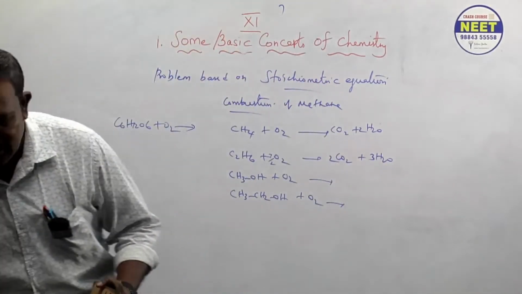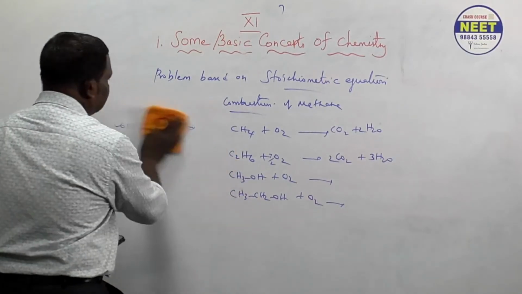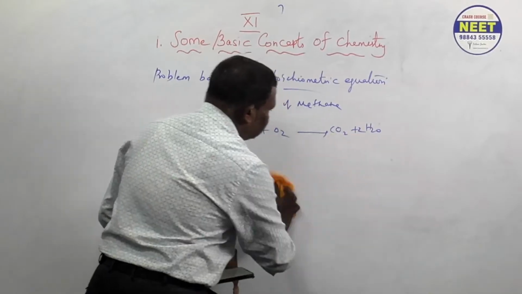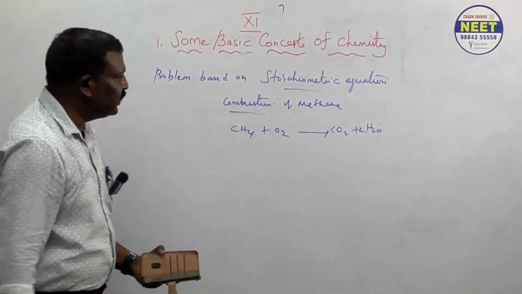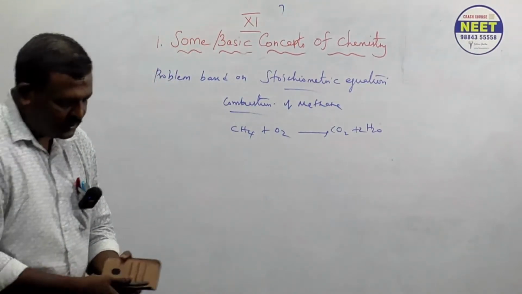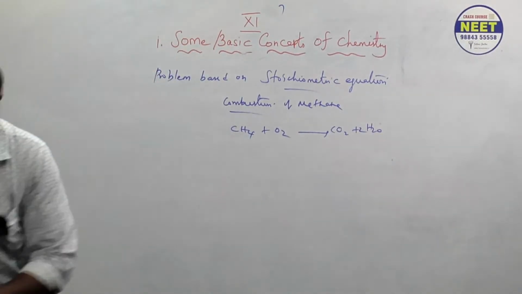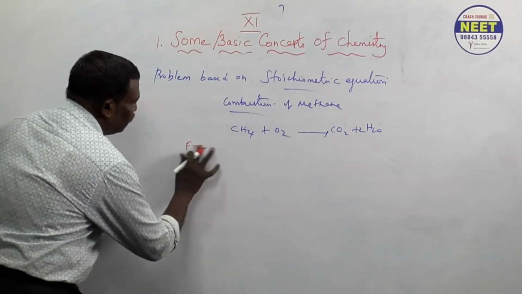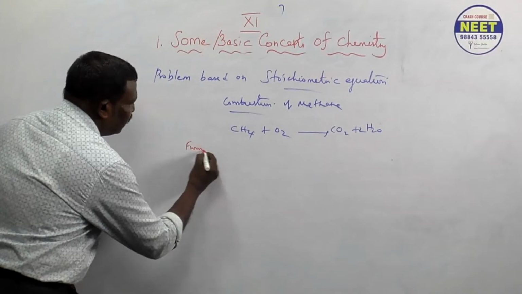The combustion of methane means what's the equation? This is the equation, isn't it? Correct or not? Understood? CH4 plus O2 gives CO2 plus 2H2O. Right. Then immediately we should write from the equation. We are getting some information, no? From the equation, what?